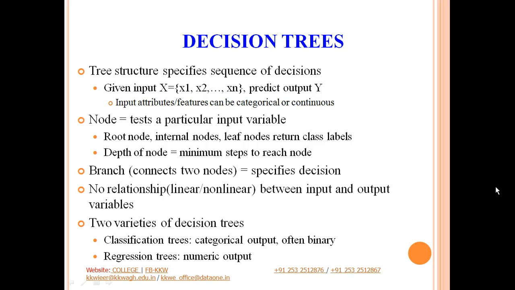Now remember, it is a classifier that we are discussing. So as such, there is no relationship between the input and the output variables, neither linear nor non-linear. This we have to remember: no such relationship exists between the input variable and the response variable. Now by and large, these decision trees are broadly classified into two categories. The first one is the classification tree and the second one is known as the regression tree.